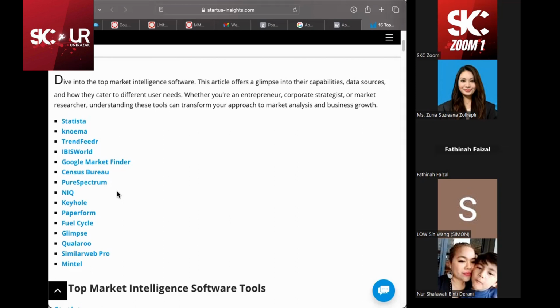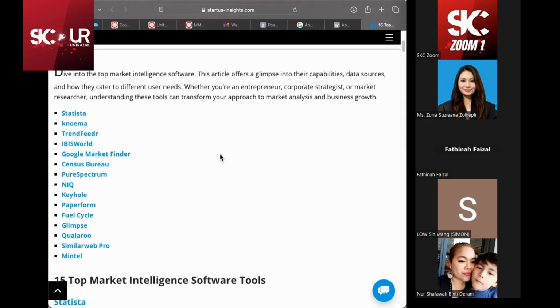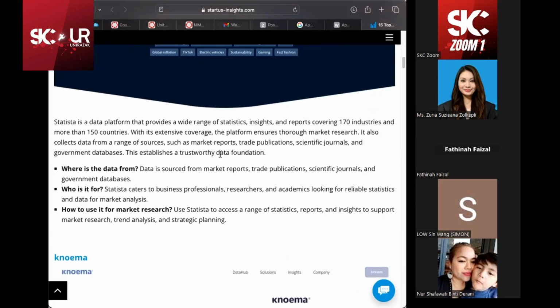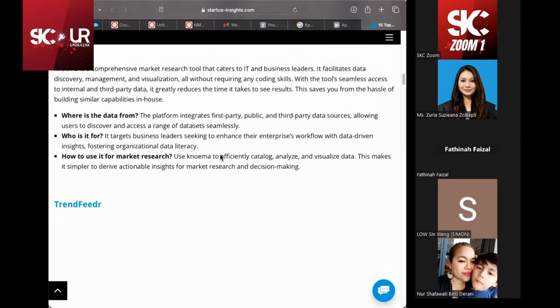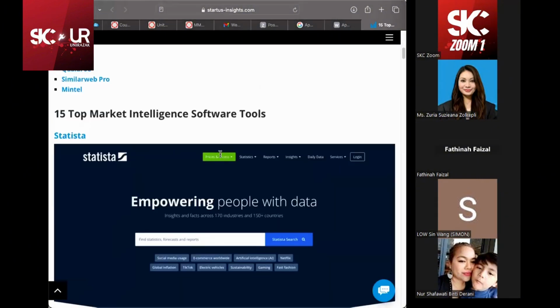Okay, but you can take this information and bring it to your marketing department if they still don't have this, to make use of the market intelligence software. And I'm sure that this can contribute a lot to your business. Okay, so let's take a look at several of them.